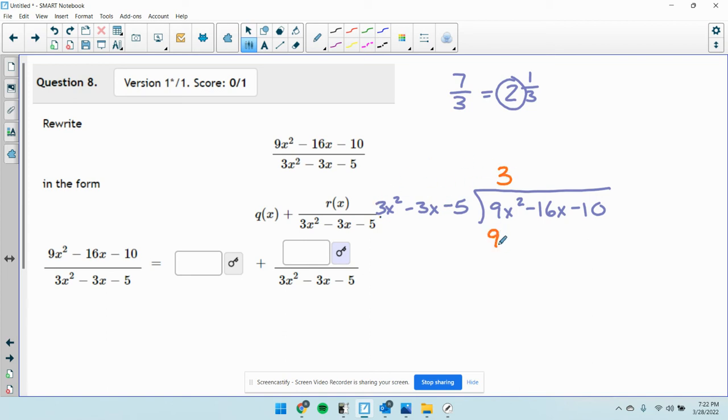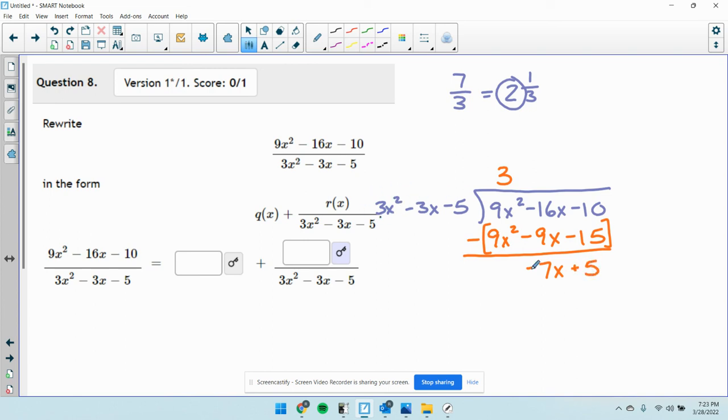3 times 3x squared is 9x squared. 3 times negative 3x is negative 9x. 3 times negative 5 is negative 15. Now I can subtract. 9x squared minus 9x squared, they go away. Nothing left here. Negative 16x minus negative 9x, that's negative 16 plus 9, which is negative 7x. Oh, this should really be in parentheses to avoid confusion. Sorry. Now we have negative 10 plus 15, which is going to give me positive 5.